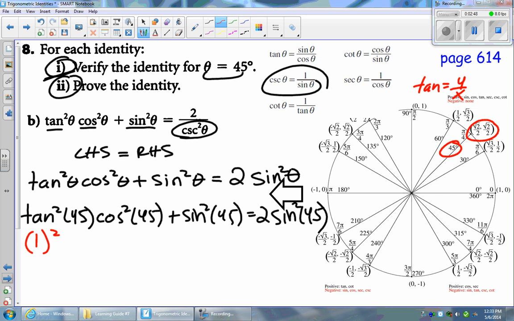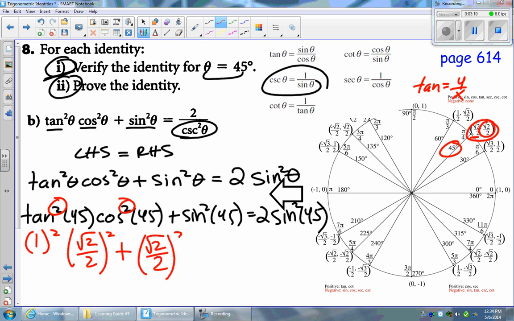So 1 squared. Then cos squared 45, you want to look at the x coordinate, so I'm going to go ahead and write root 2 over 2 squared. The reason why I'm squaring is because it's squared in the actual equation. Plus the sine squared of 45. So 45 also has a y coordinate of root 2 over 2, so I'm going to go ahead and write root 2 over 2 squared. And this should be equal to 2 times the sine squared of 45. Once again, we already evaluated that. That's root 2 over 2 all squared.